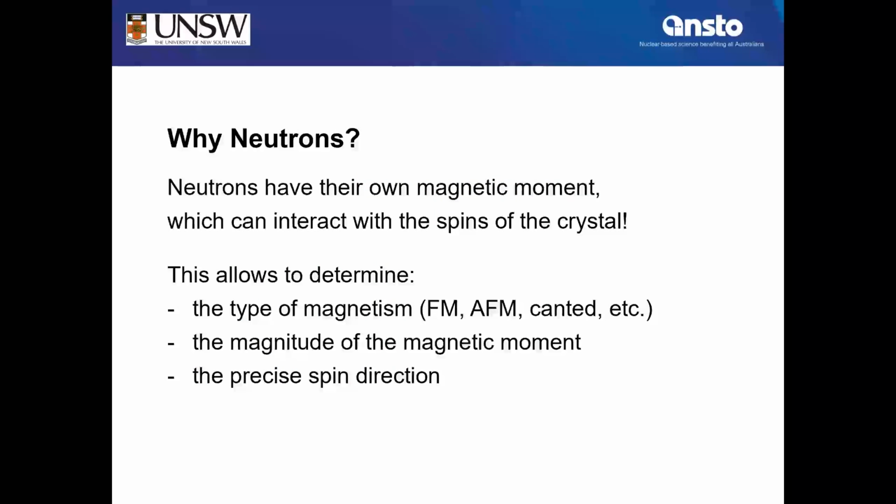Why neutrons? As said, concerning the crystallographic structure, we can precisely determine the type of magnetism: ferro, antiferromagnetic, canted, and even more complicated. That's really a unique technique. We can determine the magnitude of the magnetic moment and, in addition, the precise spin direction. So all together, that's a really unique technique which cannot be provided by standard classical techniques like magnetometry.